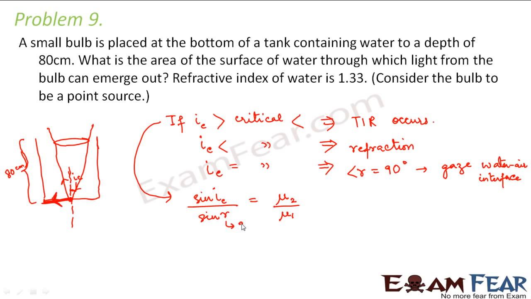Now in this, r will be equal to 90 degrees. So we will say that sin IC will be equal to mu 2 by mu 1. What is mu 2? In this case, light is traveling from air to water, right? So air is 1 and water is 2.